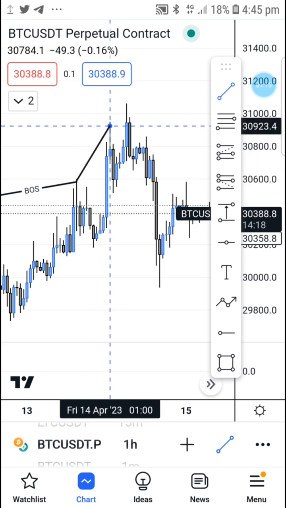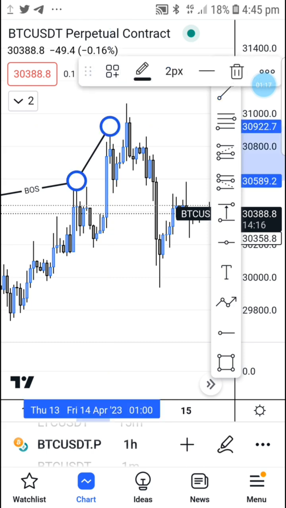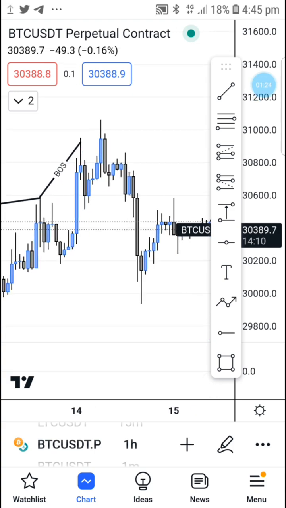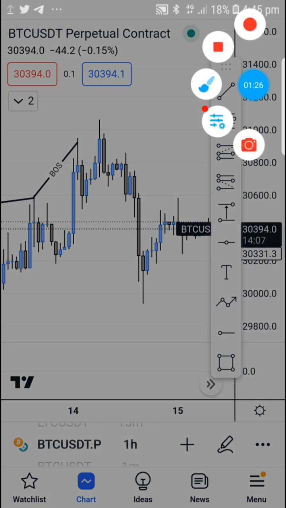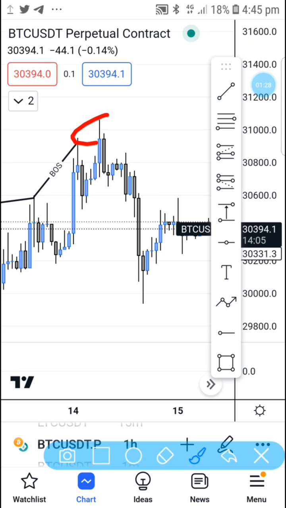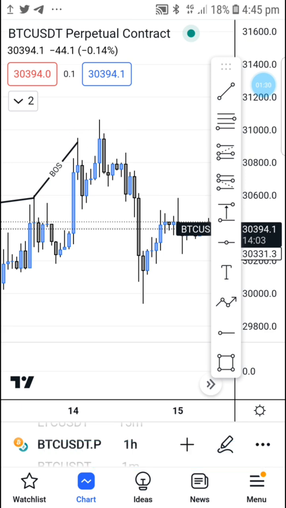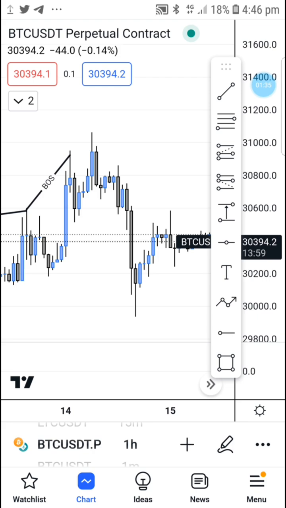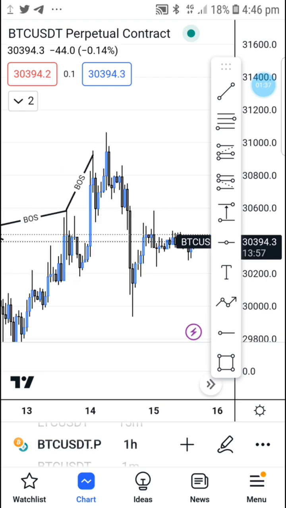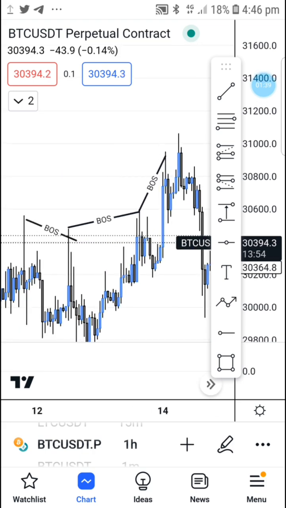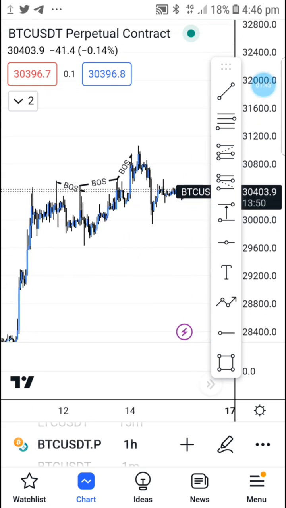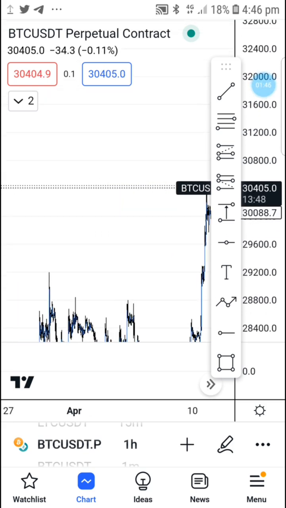It may go above. BOS, and a break of structure. Another one did happen around that spot, around this spot too, because it went higher than the previous high. Okay, so we have identified our break of structure, but firstly let us identify what you guys used to call resistance, or the zone where people reject.